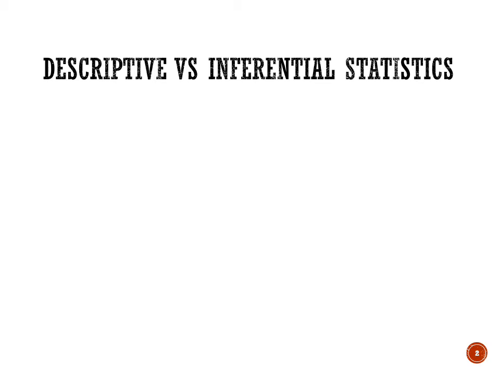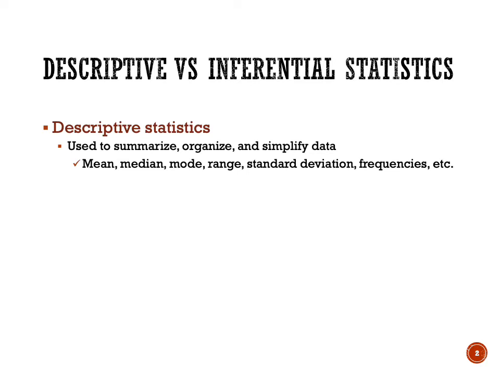Before we get into that, just a quick note on the difference between descriptive versus inferential statistics. So far in this class, the statistics we've done have been descriptive. Descriptive statistics are used to summarize, organize, and simplify data. So examples of this are the mean, median, mode, range, etc. And so we've already covered these. These types of statistics are definitely important because, as the name suggests, they help us to describe the data.